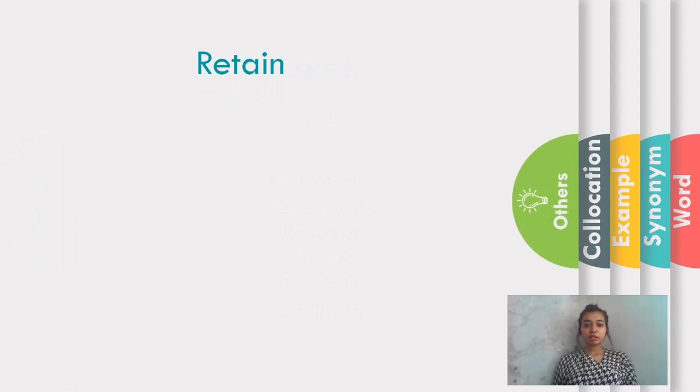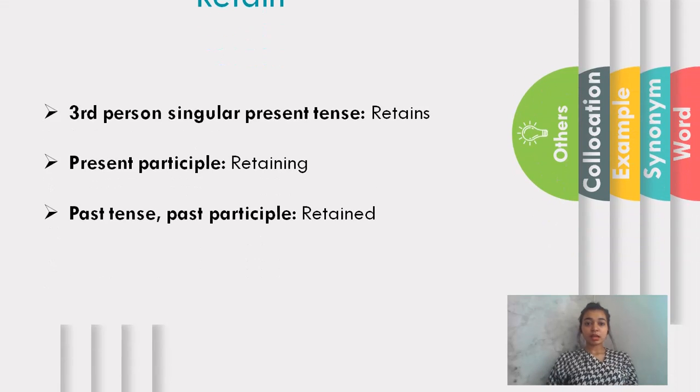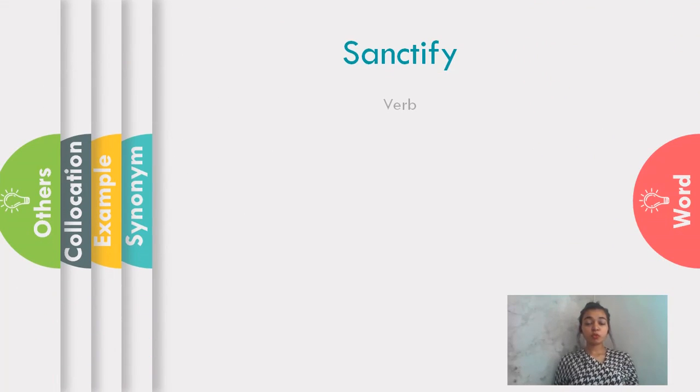And the other things related to retain: the third person singular present tense of retain is retains. The present participle form, also known as V4, is retaining, and the past tense and the past participle form of retain is retained. Now let's jump to the new word.